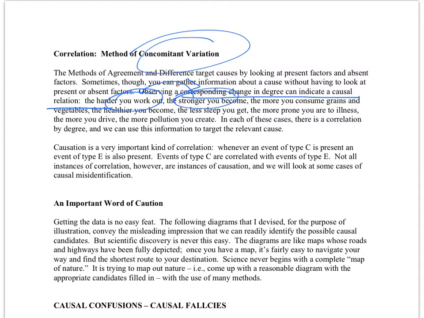The more you study, the better you'll perform, that kind of thing. So with concomitant variation, it's about learning what's going to increase the effect of what, depending on how much of the cause is going to be applied.